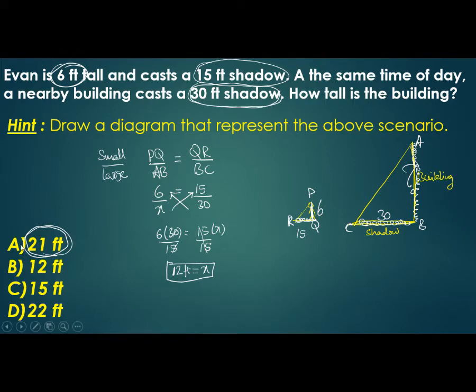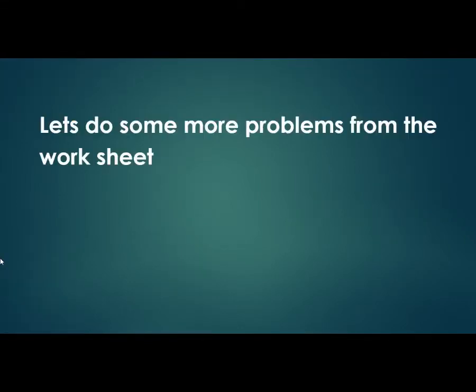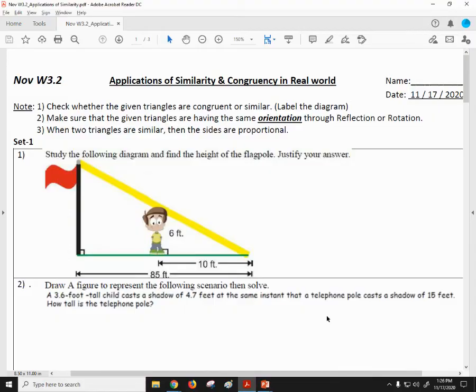Okay, let me go to the next one. Let's do some more problems from the worksheet. The first point is to check whether the given triangles are congruent or similar. And also you have to label the diagram. Make sure that the given triangles have the same orientation. About the orientation, I already discussed it in my previous class, but I'll take maybe a couple of questions in today's class. So make sure that the triangles have the same orientation through reflection or rotation.